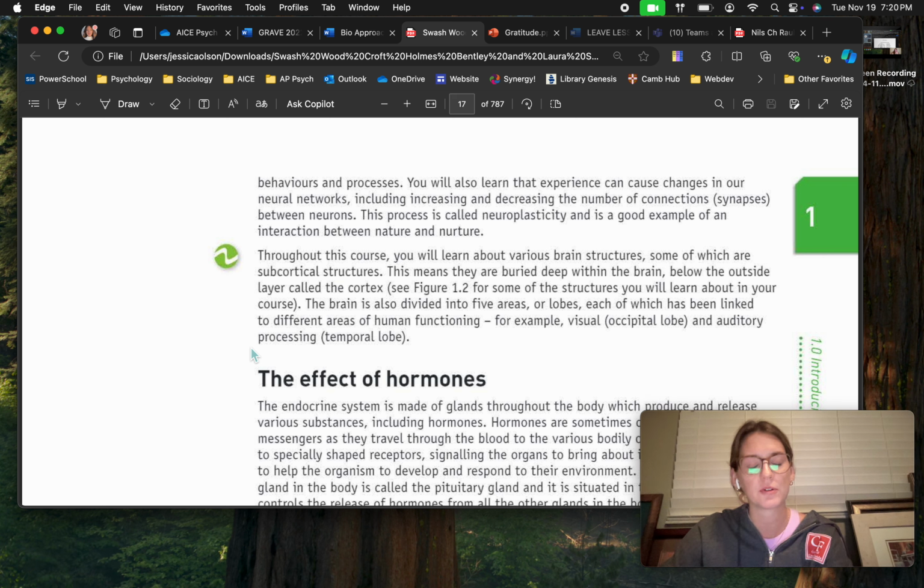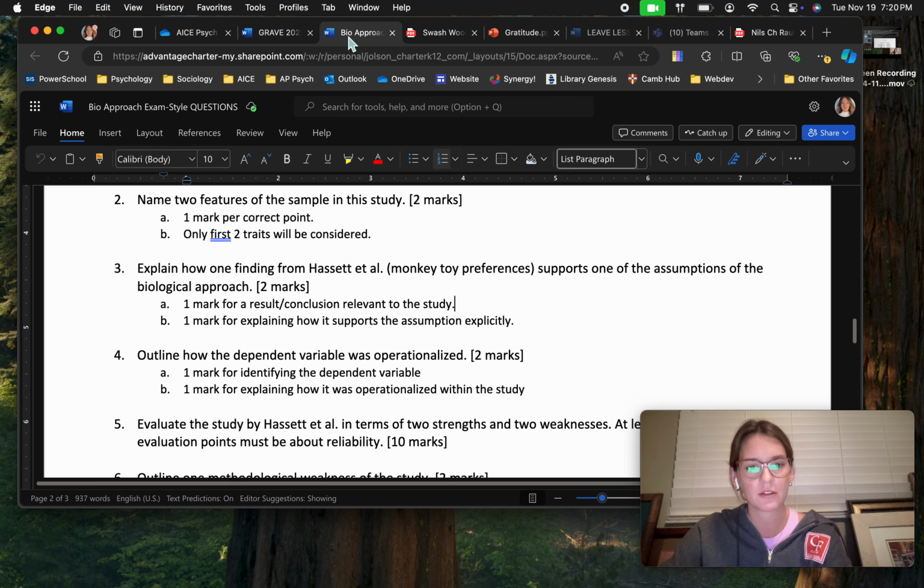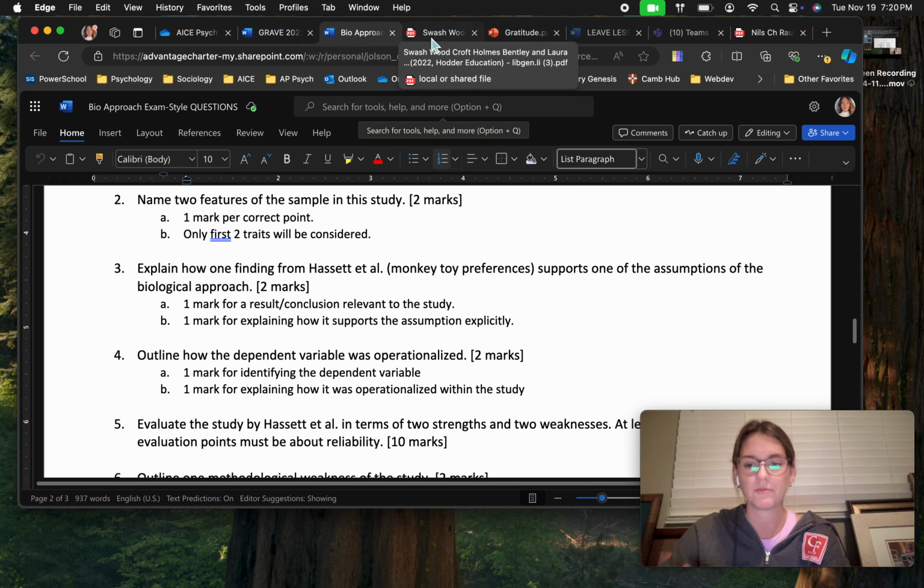It's funny, actually, this question is usually a 4-mark question. Let me go back to the question. What does it say? Okay, so sometimes this question will be: outline one of the assumptions of the biological approach and then provide an example from one of the case studies. So that would be where you would have to do the assumption and then a finding and link it.